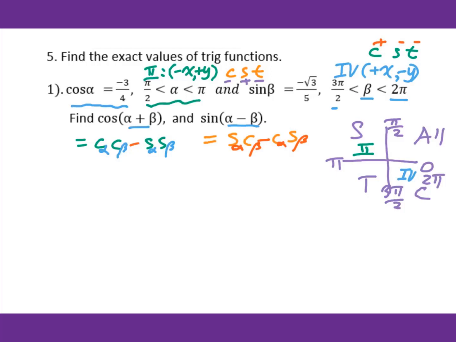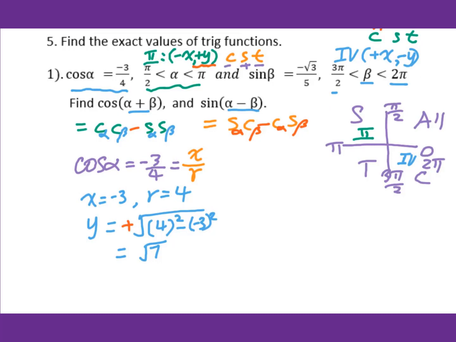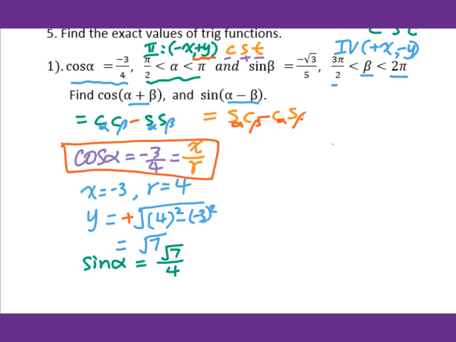Let's work on alpha. We know cosine alpha equals negative 3 over 4. We label it as x over r. So we get x equals negative 3, r equals 4. Y, check here, that's positive. So I write down positive square root of 4 squared minus negative 3 squared. You will get square root of 7. Therefore, sine alpha is square root of 7 over 4. We got cosine alpha and sine alpha.